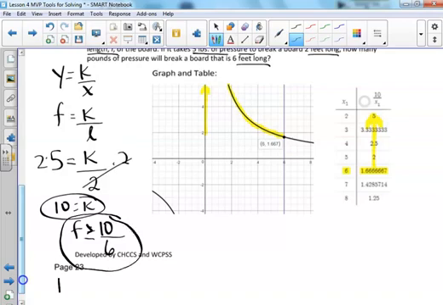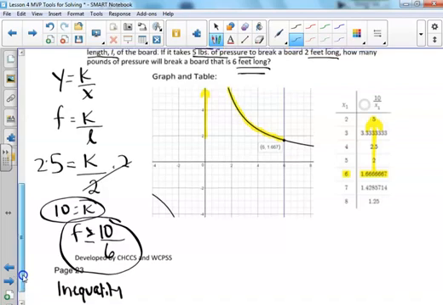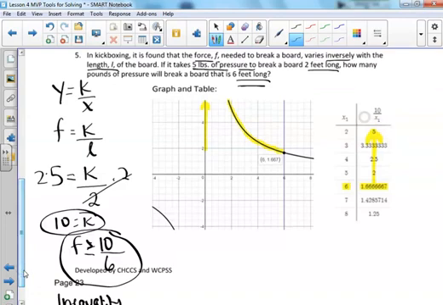Therefore, this is actually an inequality. We can change that equal sign to an inequality sign, knowing that we need at least 10/6 of our pressure, or 1.6 repeating, in order to break a board that's 6 feet long. Let's take a look at how we can see this in our graphing calculator table and/or using Desmos.